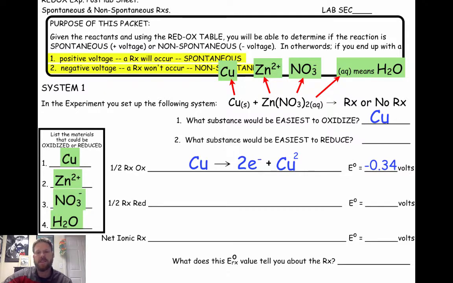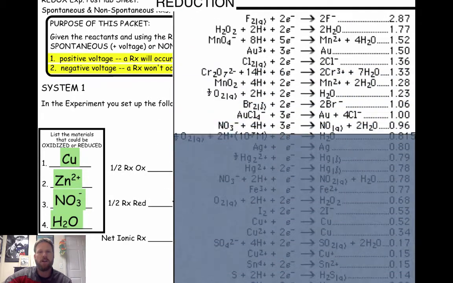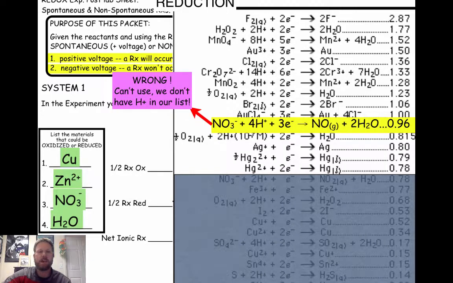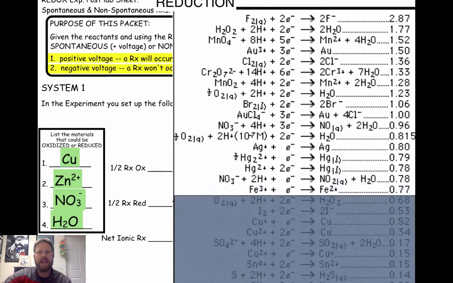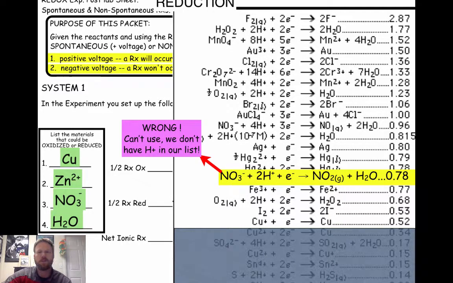So now we repeat this process using the right side of the redox table, looking for the substance that's easiest to reduce. If we scan along, we'll see we got NO3-, and in our list we have NO3-, but we have to be careful because in this half reaction you also need H+, and we do not have H+ in our list. So that is the incorrect half reaction. Keep scanning. We'll see there's another reaction with NO3- and H+. NO3- we have, but H+ we do not. So that is not the reaction we are looking for.